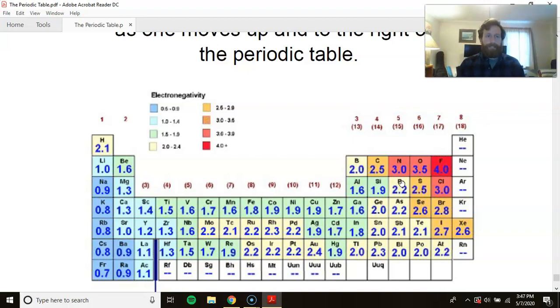A lot of it is kind of just these are things that you should look at when you see the periodic table, or things you should think of when you look at the periodic table.